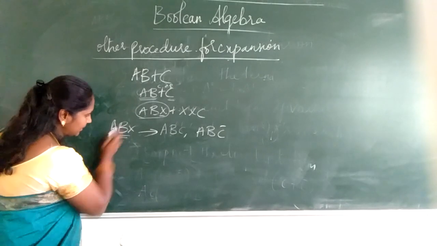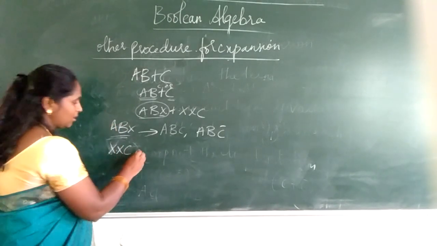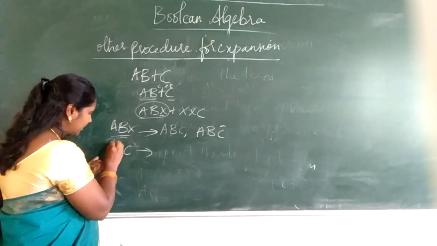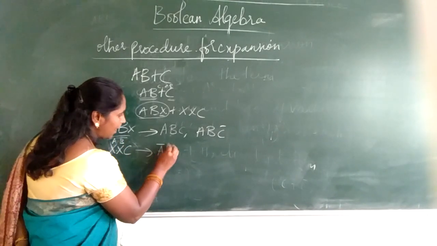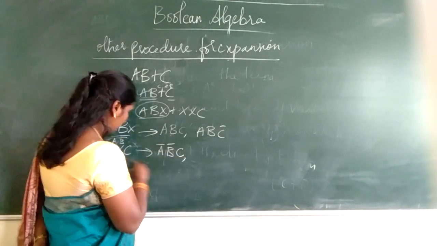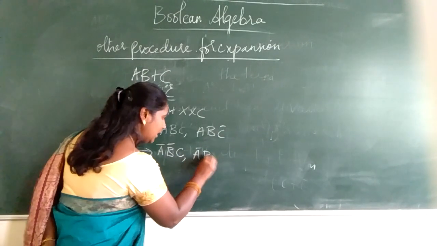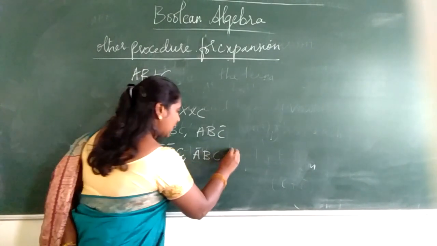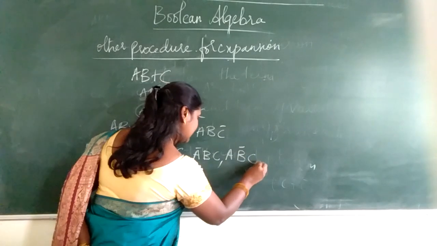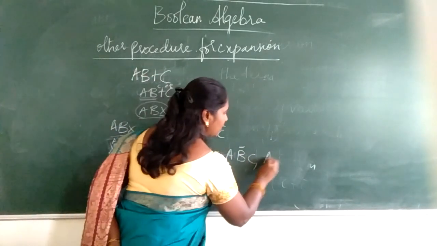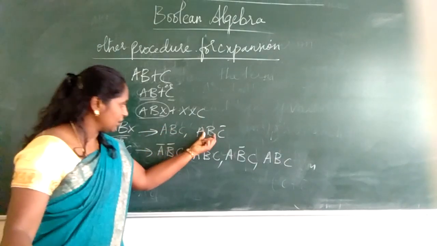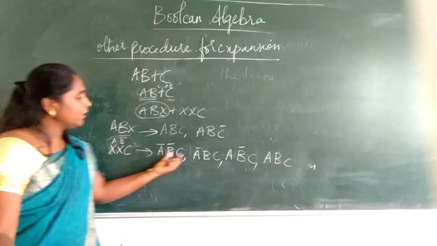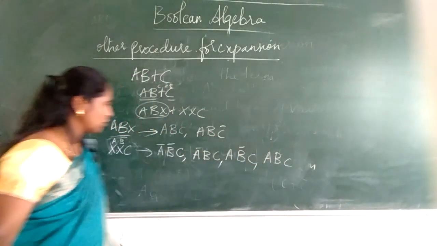Now in your xxC, xx here stands for AB. So one possible combination is A bar, B bar, C. Okay, A bar, B, C. Next A, B bar, C. Next, as it is without complement, A, B, C. So in the first term you got 2 expressions. In the second term you got 4 expressions.